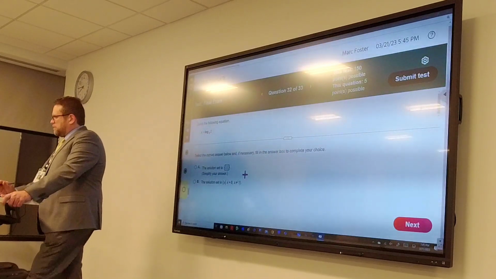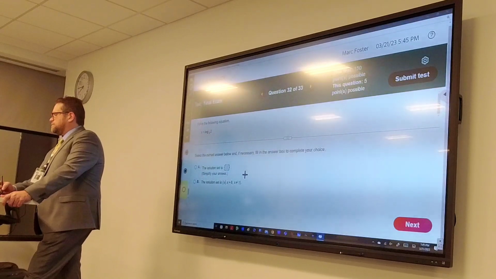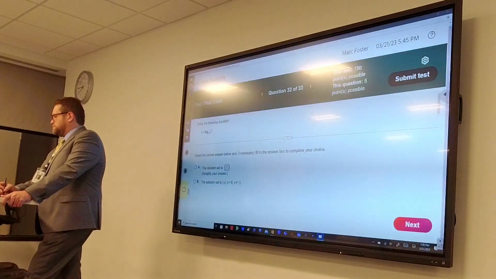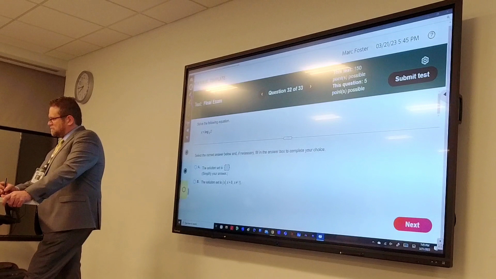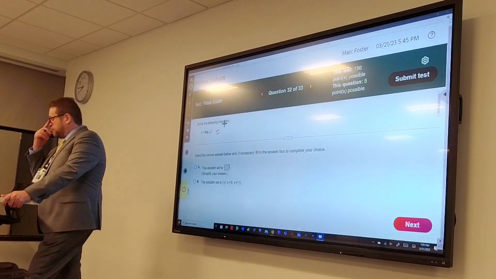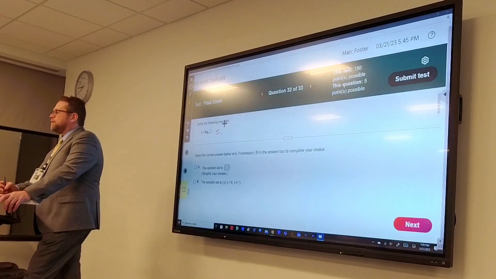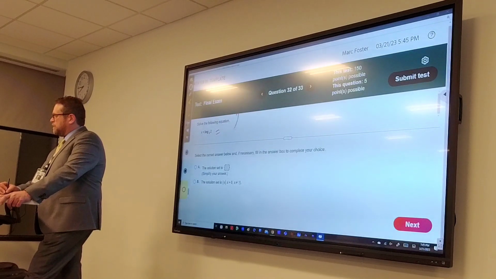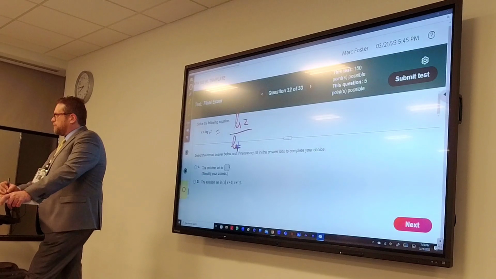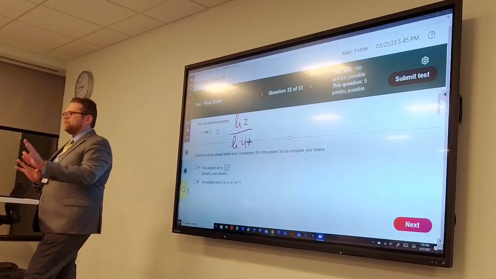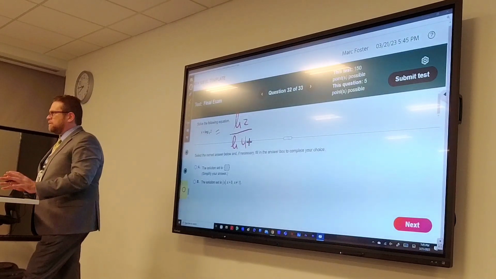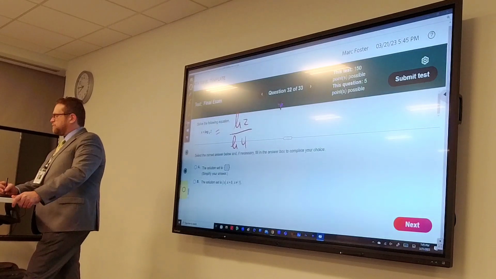Solve the following equation. What do you think? I can proceed several different ways. Let's just stick with natural log. So natural log of 2 over natural log of 4. Now you can take a step back and look at 2 and 4. 4 is 2 squared. So it's 1/2.